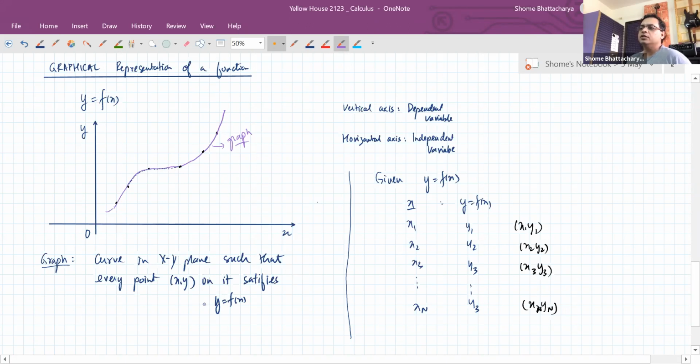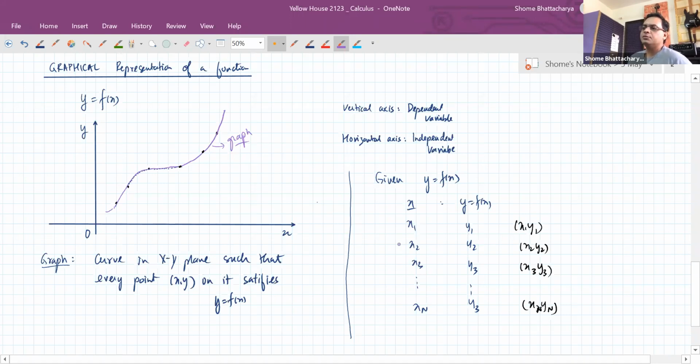Theoretically, the graph is not just a particular number of points, it's infinite points one after the other, which if I draw them, will naturally join into a curve, which will be the graph of the function. So each and every point on that curve satisfies the equation of the function.